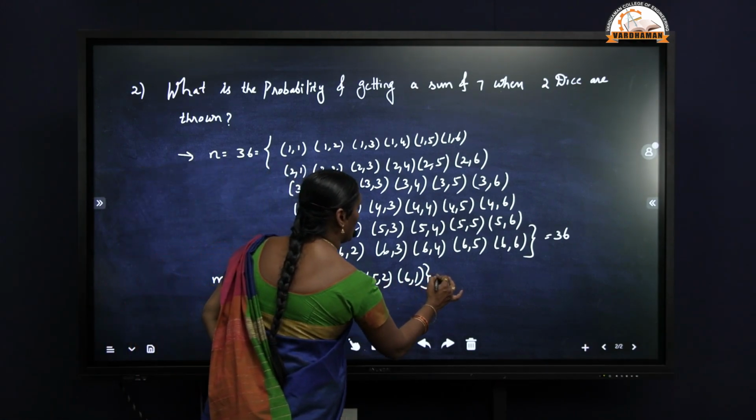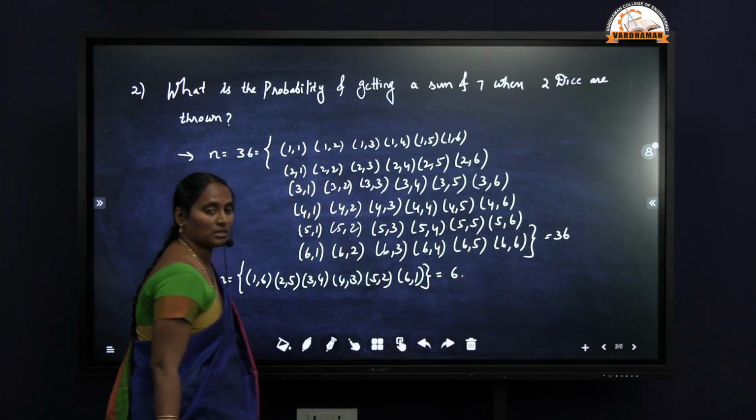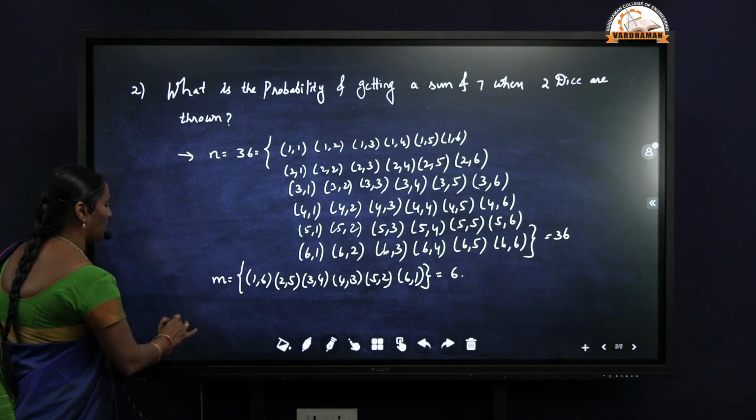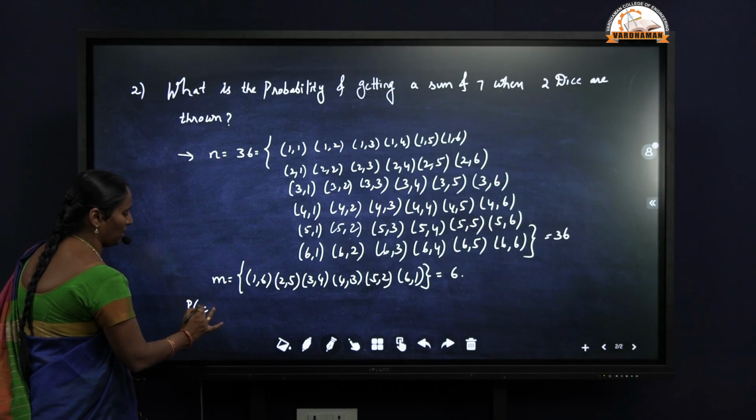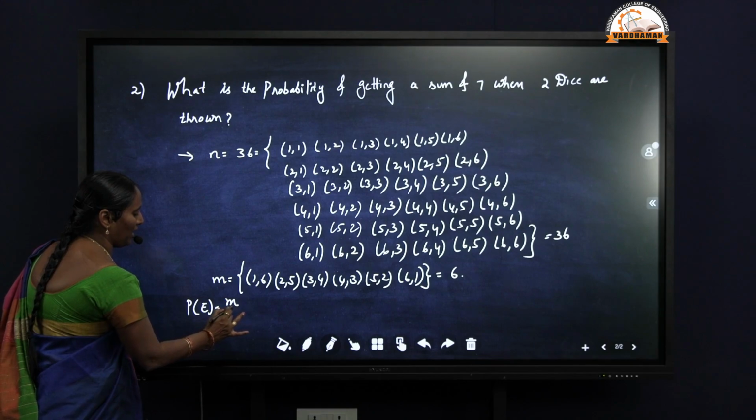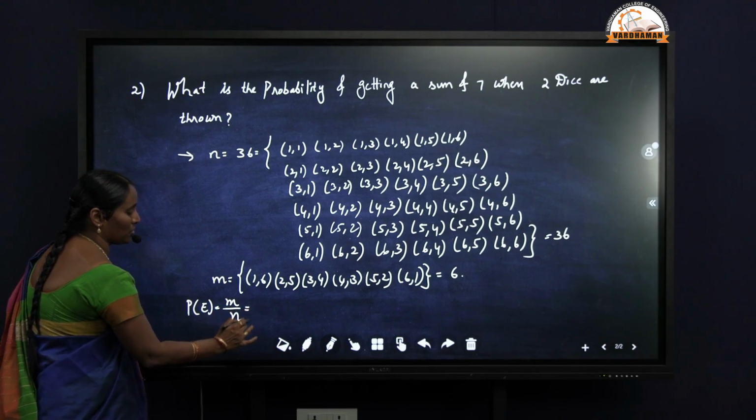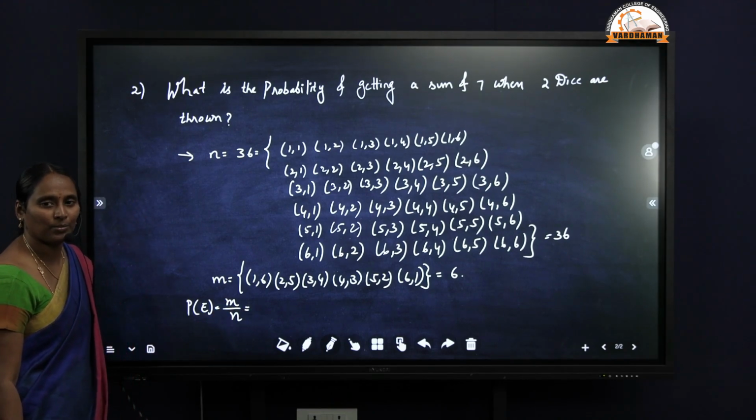So how many cases do we have? Totally it's 6 cases. So now what are you going to define here? P of E is equal to the favorable number of cases by the total number of cases. So what are the favorable number of cases here?